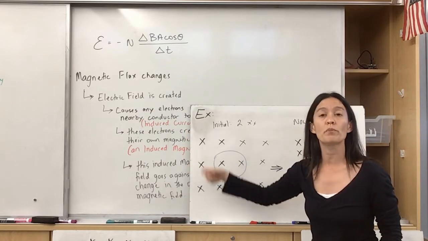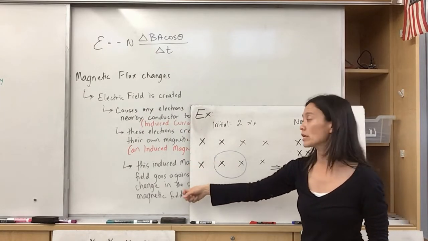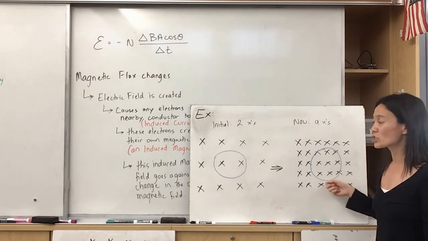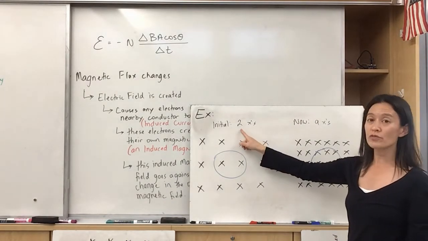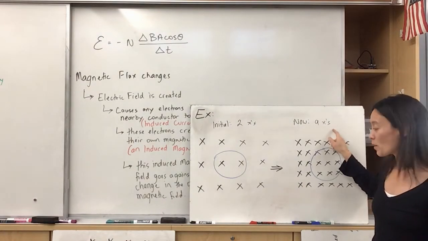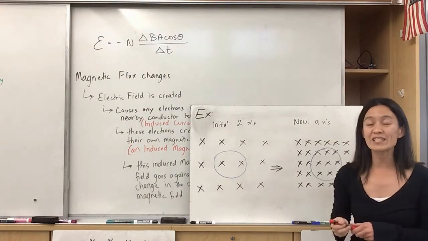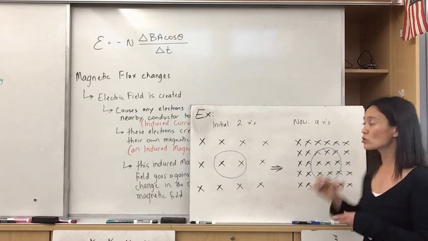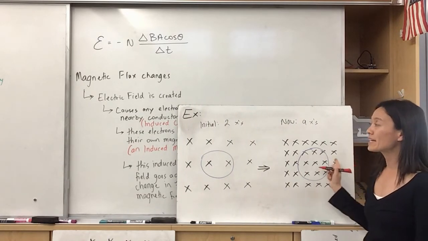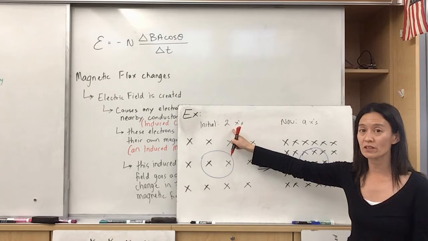That magnetic field is going to oppose the change. So let's start here. The magnetic field that gets created here is going to oppose the change. I had 2 field lines going in, and now I have 9 field lines going in. It's going to oppose the change, and so my induced field is going to be created such that it opposes it. It's going to try to make it go back to only 2 magnetic field lines going in.